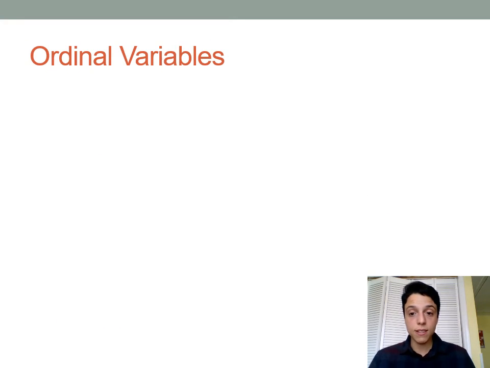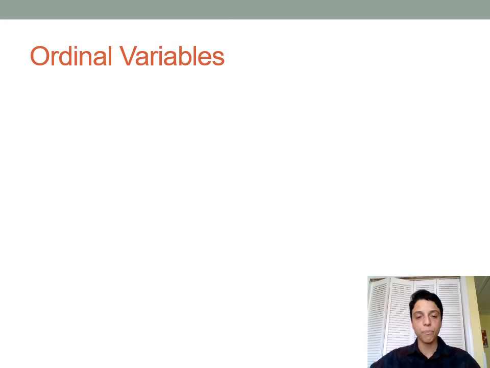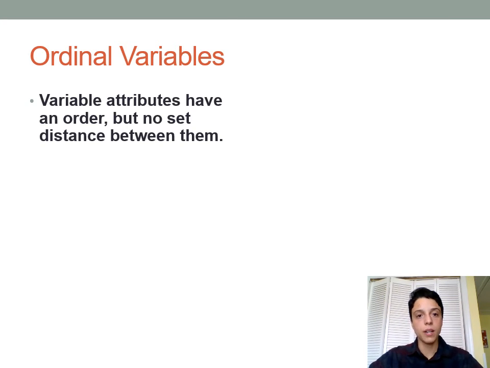All right, so the next level of measurement that we have are ordinal level variables. And ordinal level variables have attributes that can be put in order, but there is no set distance between them. And so what this means is that whatever values your variable can take on, you can put them in order from least to most. But there isn't the same amount of distance between each of your attributes once they're ordered.